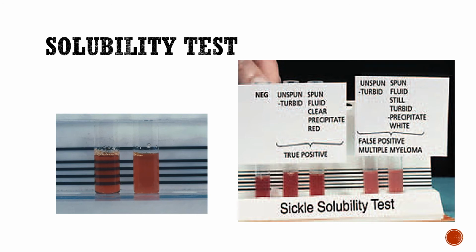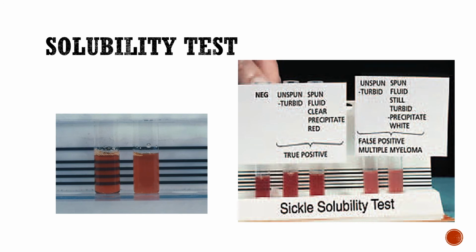Now, false positive cases can be seen in multiple myeloma patients naturally because of increased immunoglobulin production present in the plasma, which will give rise to natural turbidity. But that turbidity will be still there even if you spin the sample, and thus we can easily separate out a sickle cell patient from a multiple myeloma patient.